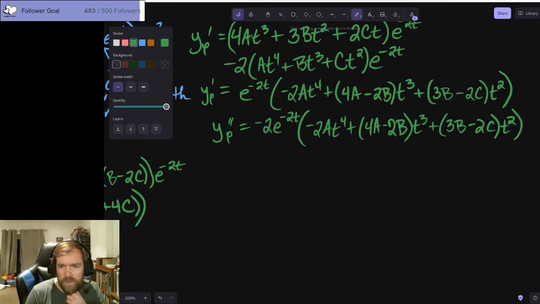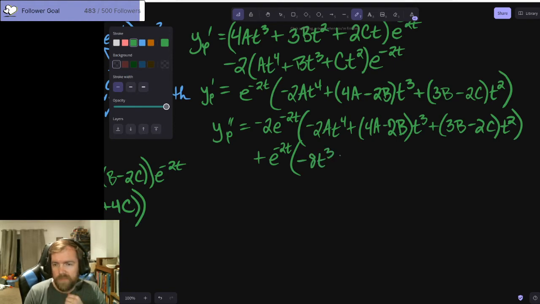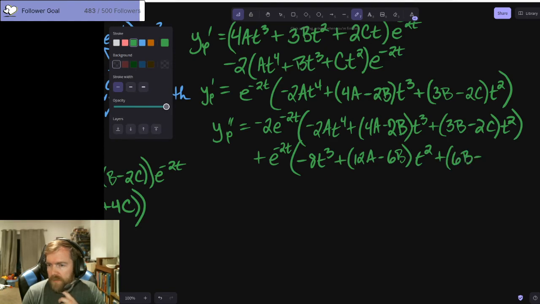Plus e to the negative 2t times the derivative of that polynomial, which again, polynomials are pretty nice at least. Negative 8a t cubed plus parentheses 12a minus 6b t squared plus 6b minus 4c times t.